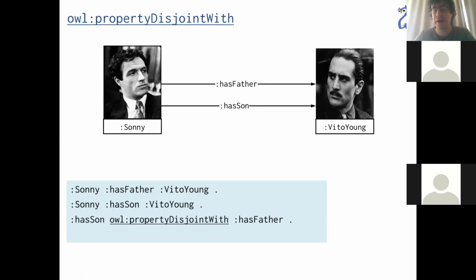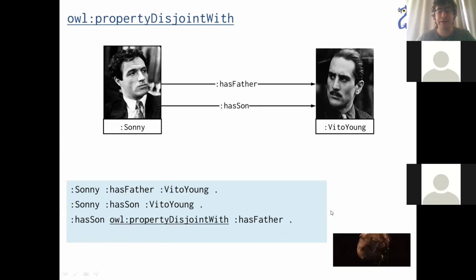Another way of having a contradiction at the level of properties, we can define properties to be disjoint. And what that means is that the pairs of entities that they relate must be disjoint. Not even a single pair can be related by both of these properties. So if X has father Y, then we can never have X has son Y. Or if X has son Y, we can never have that X has father Y. So we define this using disjoint property with. So we say has son disjoint property with has father, and we again conclude a contradiction.